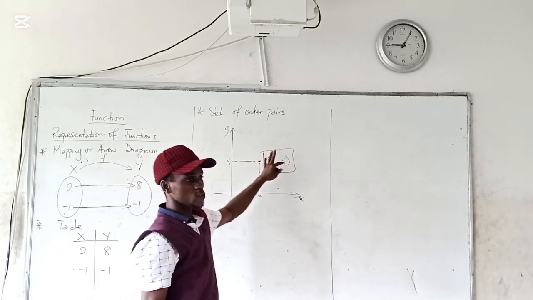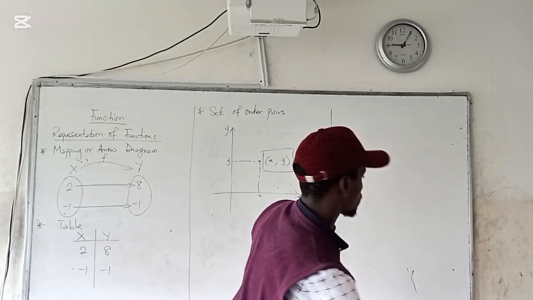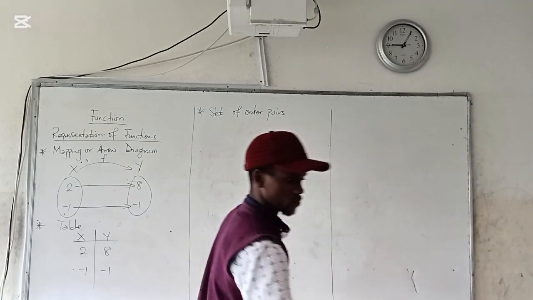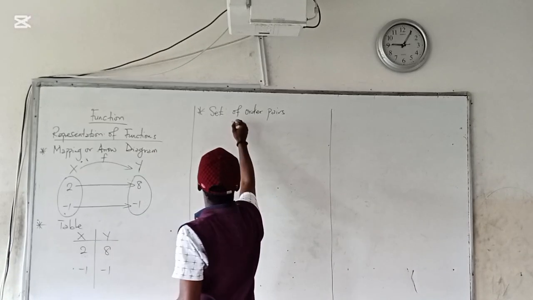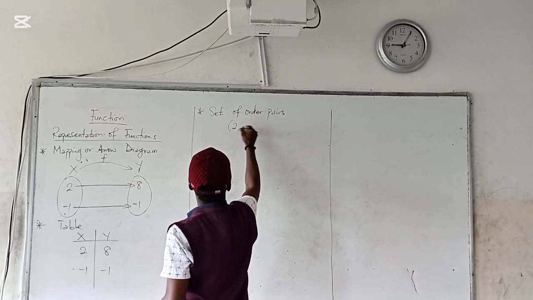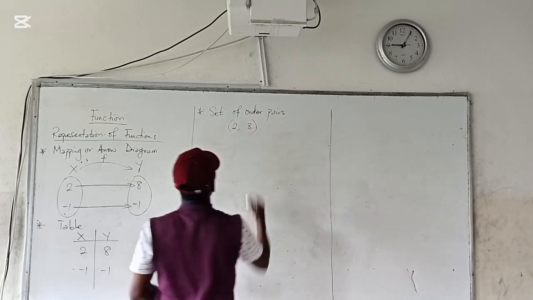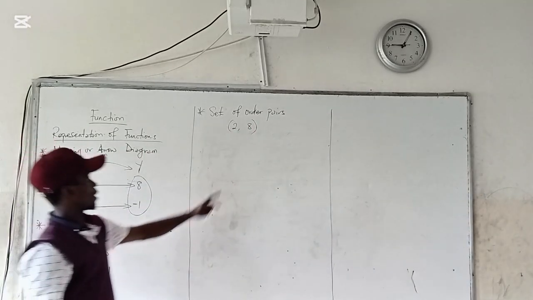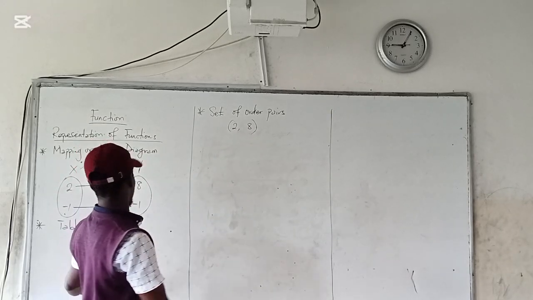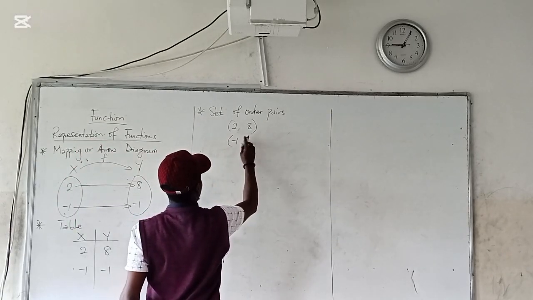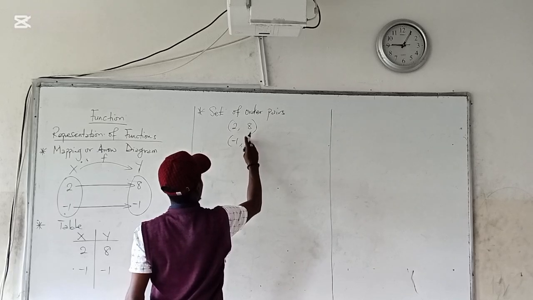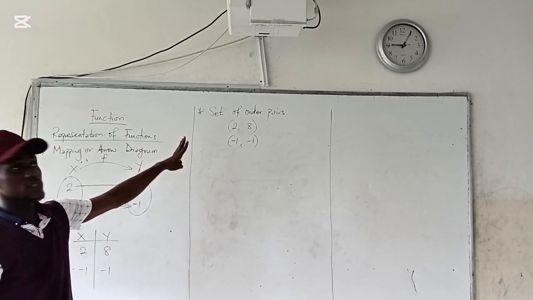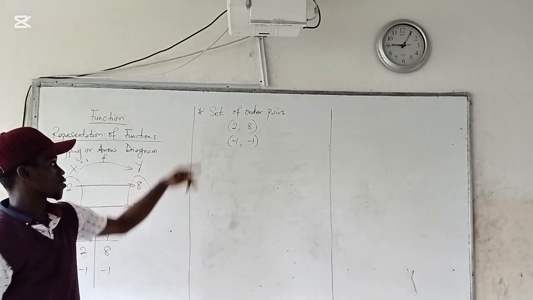So a function can also be represented as a set of ordered pairs. So you have it here. I can represent this as (2, 8), where 2 is the value for x, my input value, and 8 is my output value. Then I have (-1, -1). That is another way of representing my function. So I can represent my function as a set of ordered pairs.